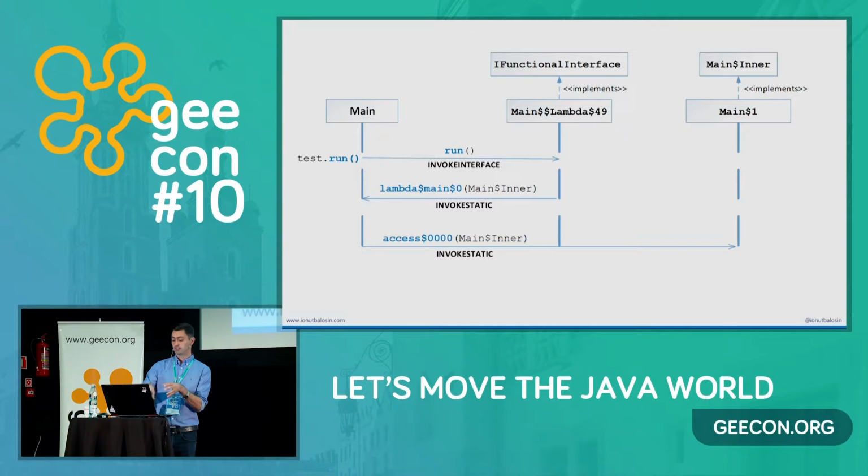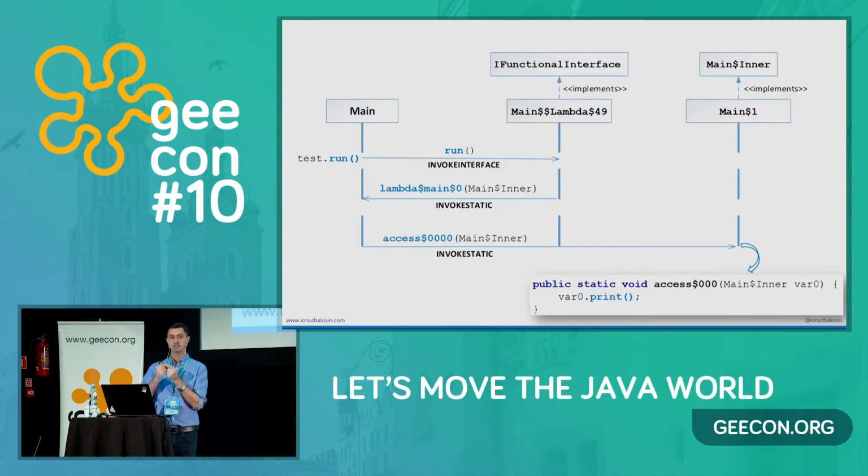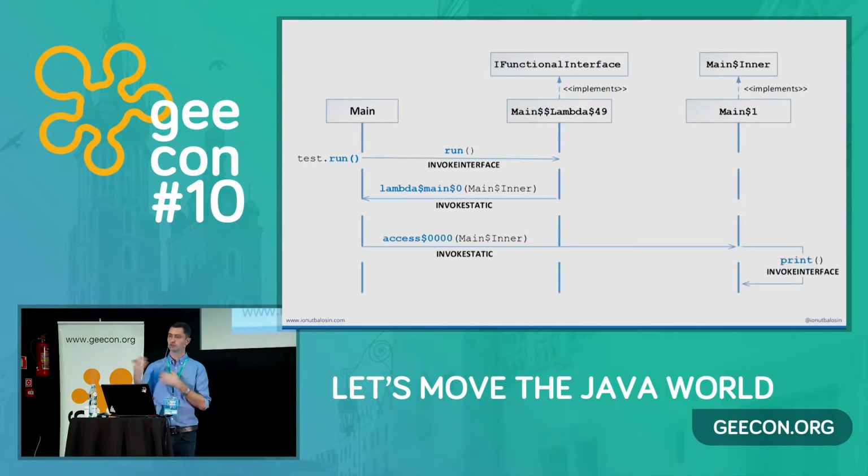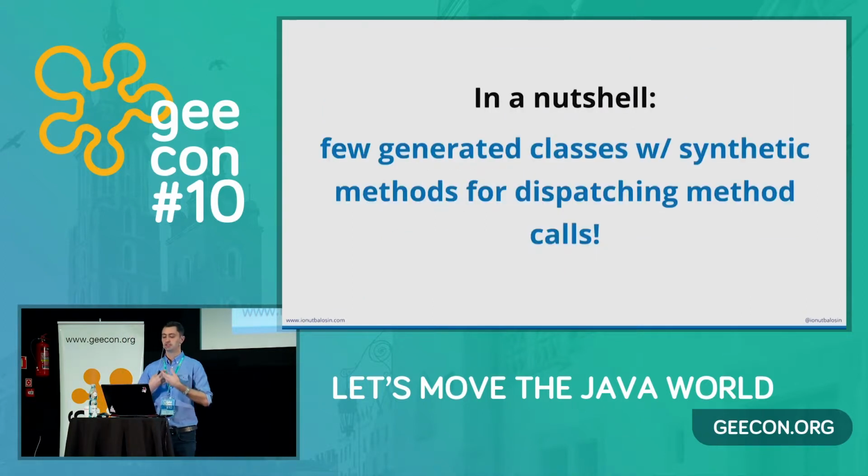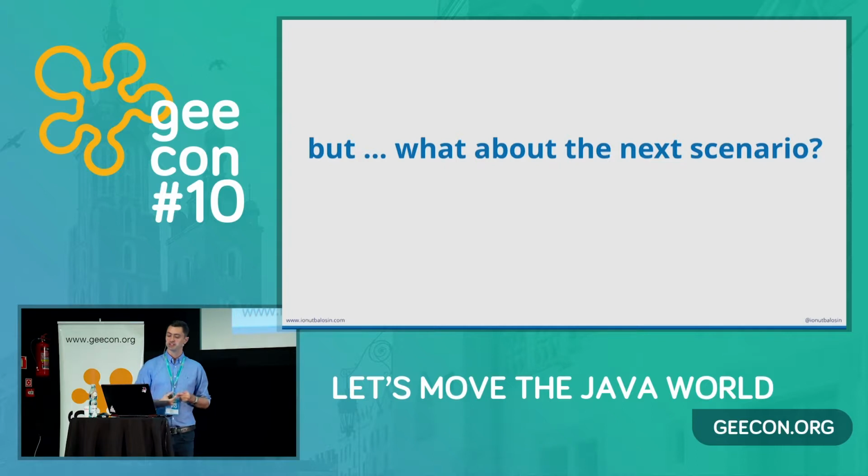So it dispatches the call to the main, which implements the inner, main $1, which implements the inner, and in that access method, the implementation is pretty simple. It forwards the call to the print method. So in the end, the print method does the system.out. As you can see, there is a lot of chaining in terms of calls, classes generated, synthetic methods, and so on, just to dispatch this and to handle the run call at runtime when the call site is hit. But what about the next scenario?